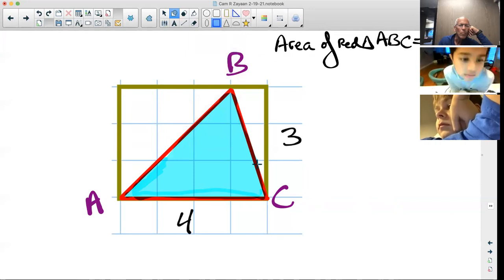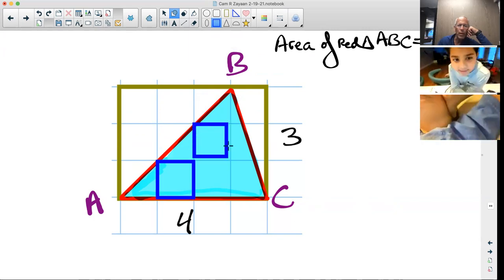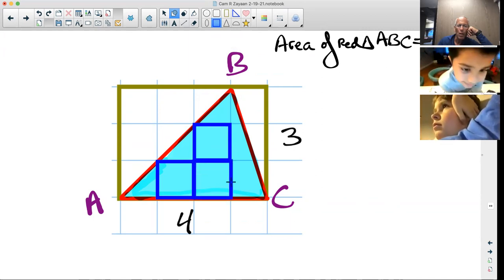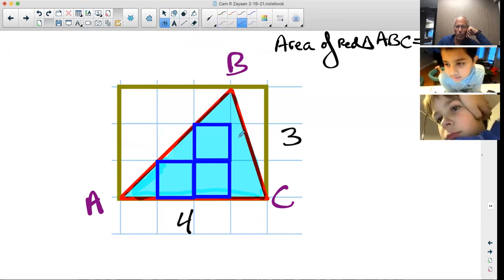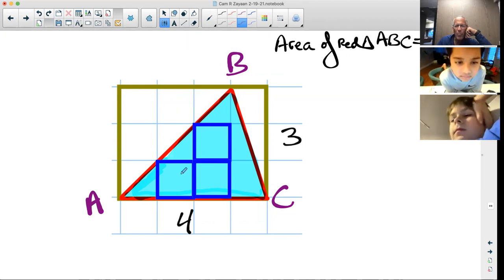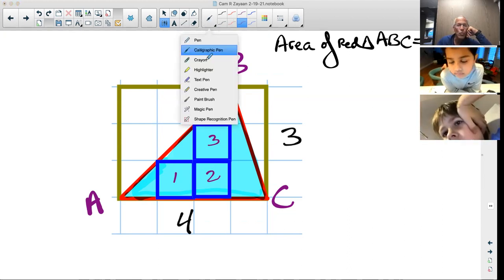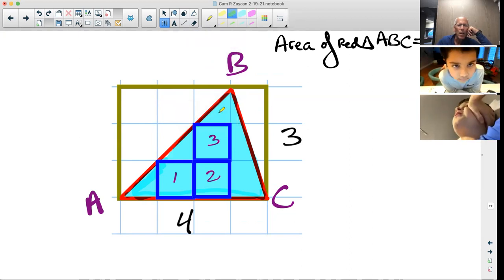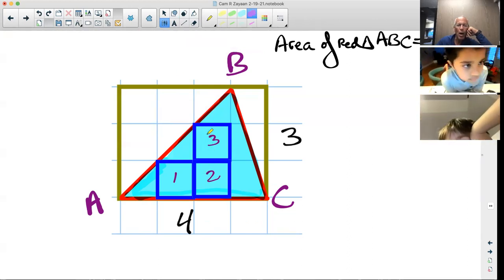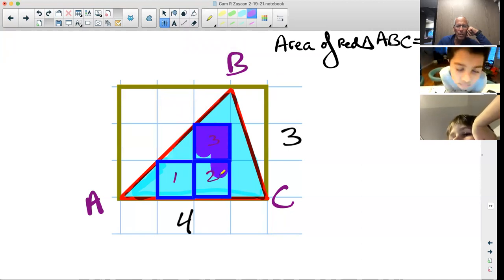Each square in that rectangle, what is the area? 1 square unit. So how many squares are in that ABC triangle? 8. Now, I really like what you said. You yourself counted the partial ones. I got 8 here. But Cam, do you see 1, 2, 3 right here? Do you think that the remaining area makes up 5 units? Do you really think that remaining area makes up 5 units?